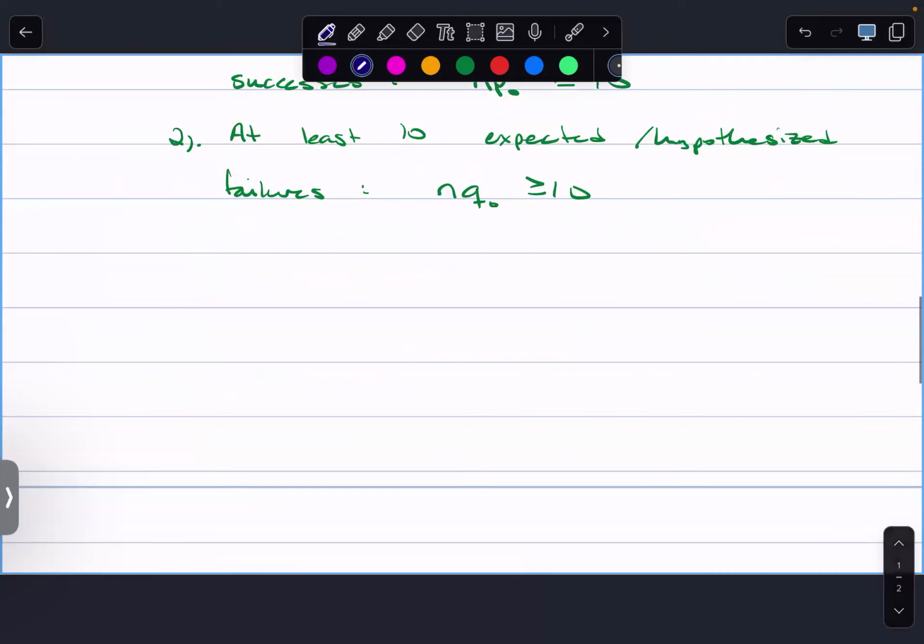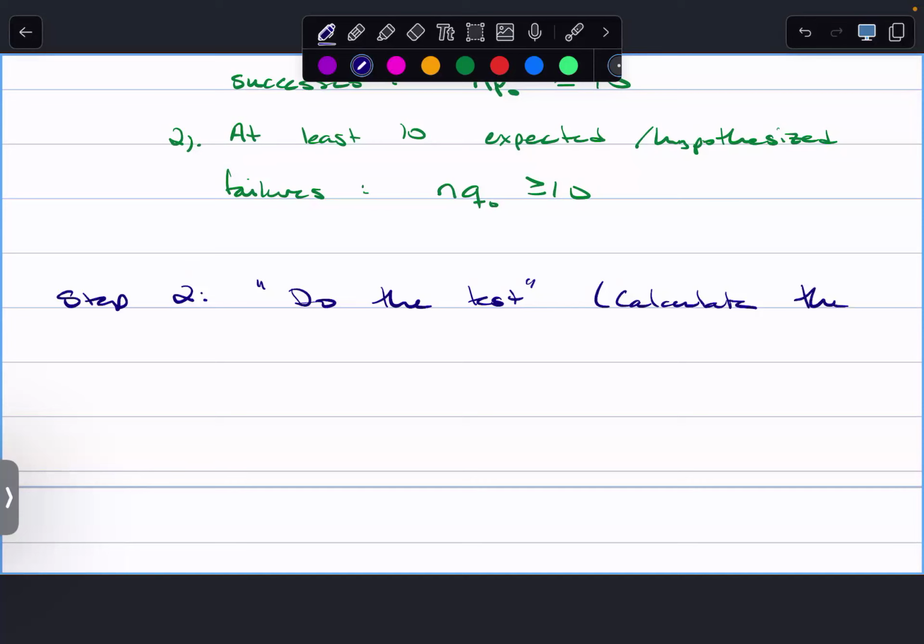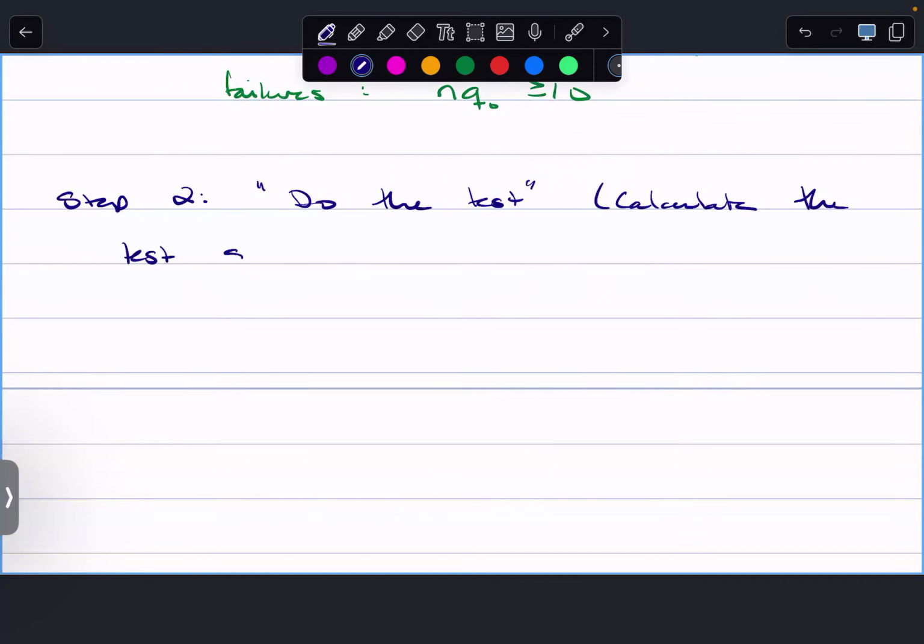Then we're ready for step 2. Once we've checked those conditions, they'll always check out. Or what do we have to say? We have to say, I assume these conditions are met. Either way, you're going to proceed to step 2, which I call do the test. It's kind of informal, but it makes me think of do the do. Calculate the test statistic doesn't really have that same ring to it, but technically that's what we're doing.